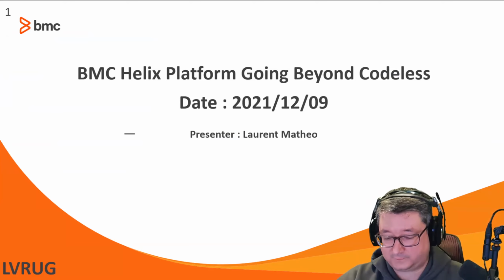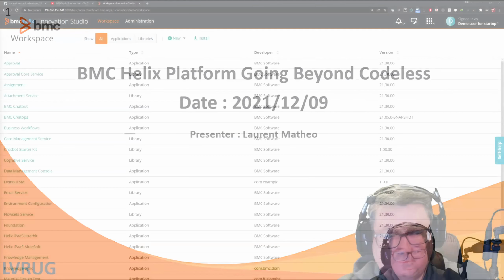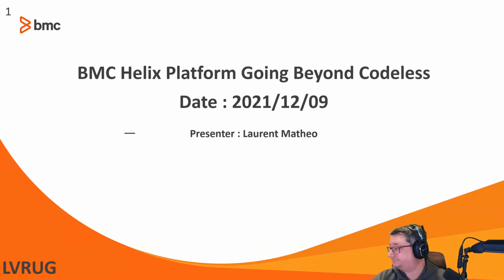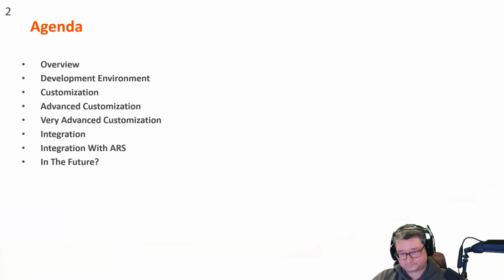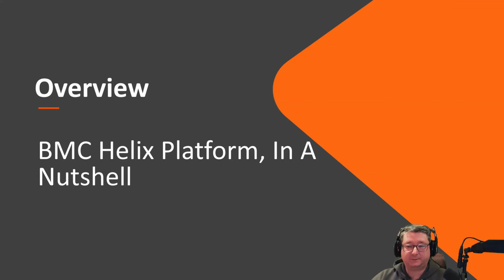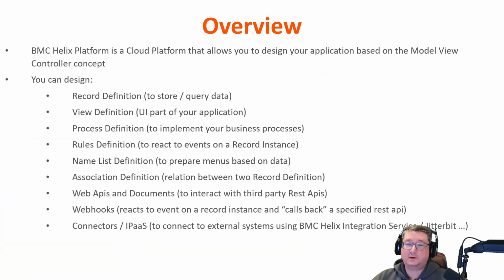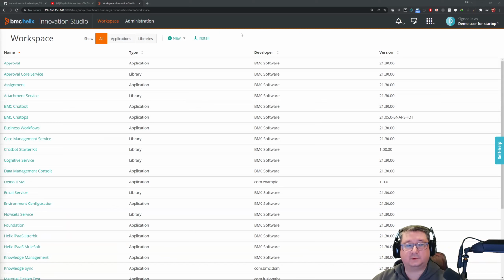So first of all, let's switch scenes. So some disclaimer, the agenda for today. And we are going to see a bit what is BMC Helix platform or Innovation Studio, like in a nutshell. Because you can do a couple of things with Innovation Studio, you can create records to store your data. You can create views to see your data or graphical element. You can create processes to implement your business processes. So rather than just going through the slide, I'm going to show to you what does that mean.